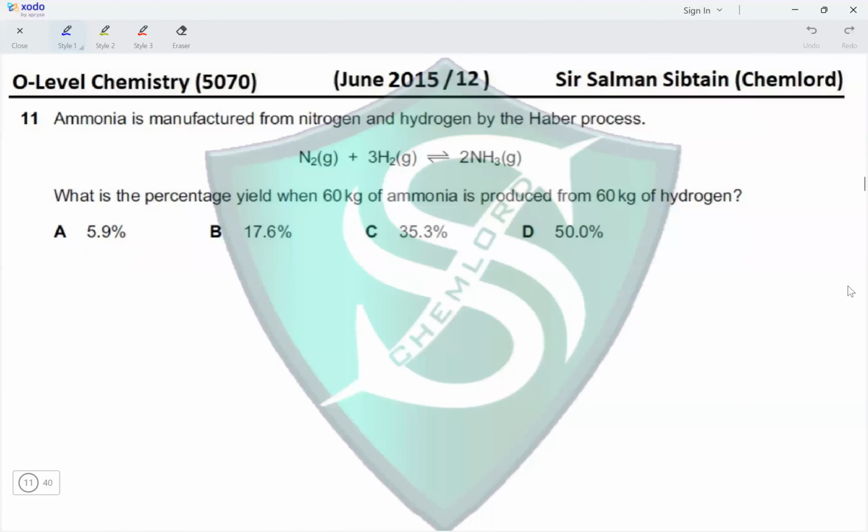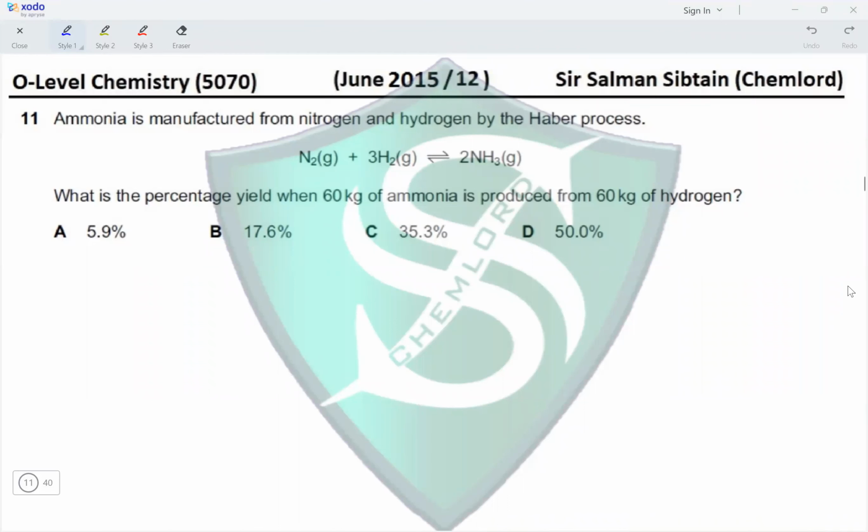Hi guys, this is O-level chemistry, paper 12, June 2015, question 11. Ammonia is manufactured from nitrogen and hydrogen by the Haber process, and the equation is given. What is the percentage yield when 60 kg of ammonia is produced from 60 kg of hydrogen?